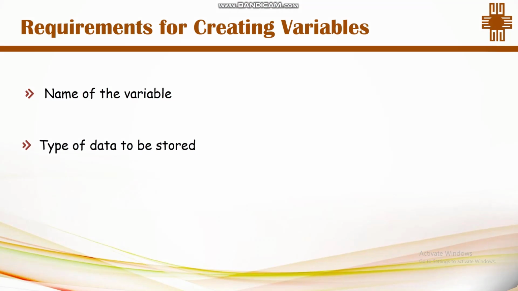So what are the requirements for writing variables? The requirements for writing a variable are the name of the variable and the data type of the variable, and the name of each variable must be different from the other variables so that it can be differentiated.